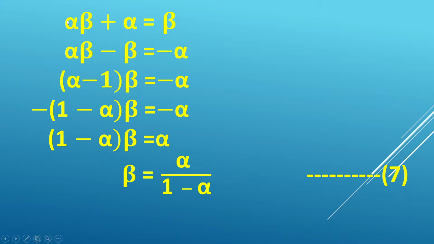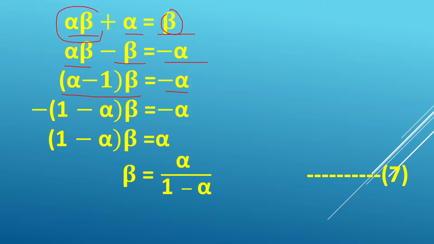Now further simplify it. So what was the above equation? Alpha into beta plus 1. Just multiply alpha with beta and 1. What do you get? You will get alpha beta plus alpha is equal to beta. So there is a beta term here and a beta term here, so I have sent betas on one side. So alpha beta minus beta is equal to minus alpha. Here take beta common. You will get alpha minus 1 into beta equal to minus alpha.